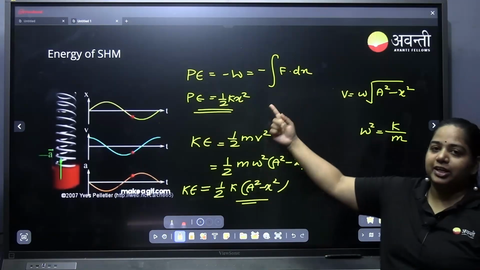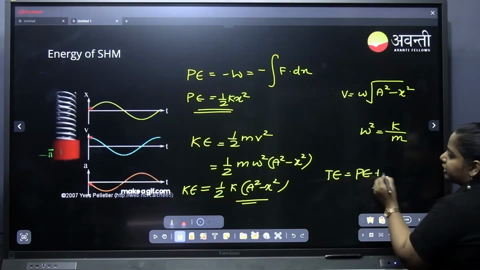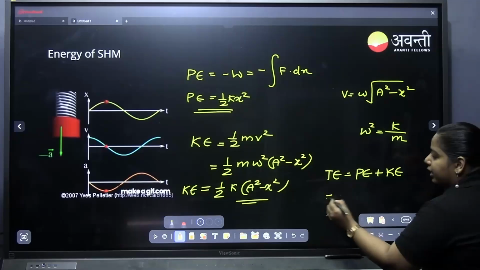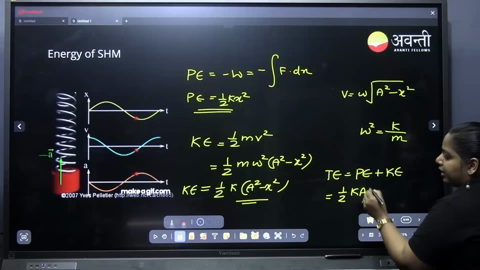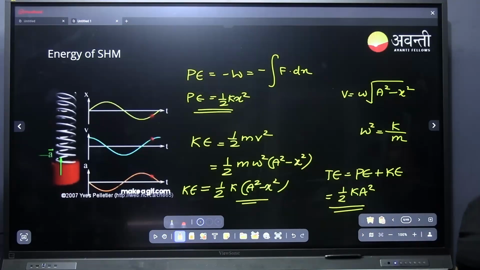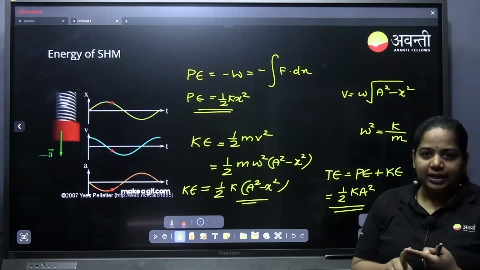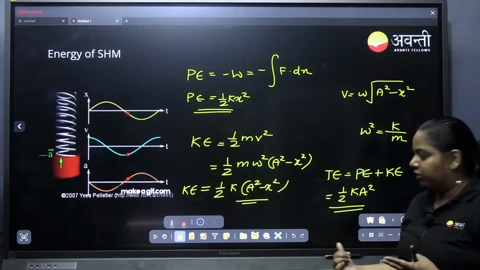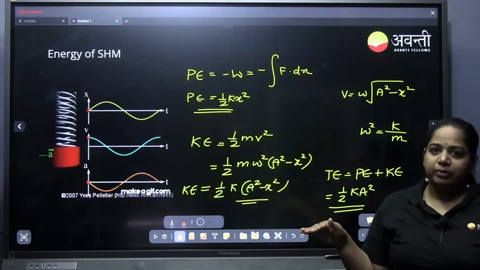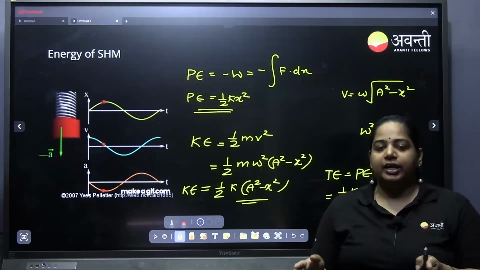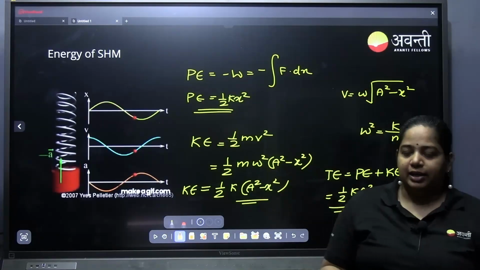Once you find potential energy and kinetic energy, you can find total energy equal to potential energy plus kinetic energy. When you substitute these values, you will get half k a square. This is the total energy of the SHM. K is a constant value. Amplitude is a constant value. So, total energy will be constant throughout the motion. At any point you take, kinetic energy plus potential energy will be equal to total energy. It is a constant value.